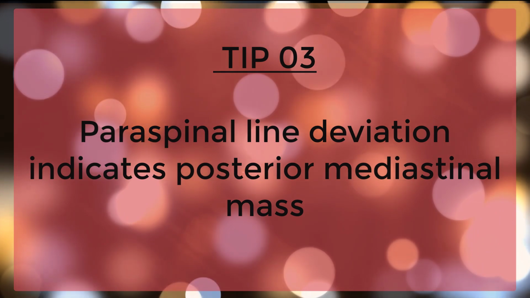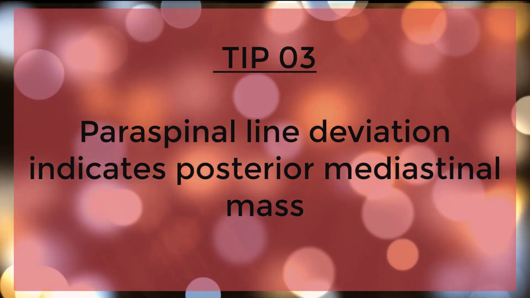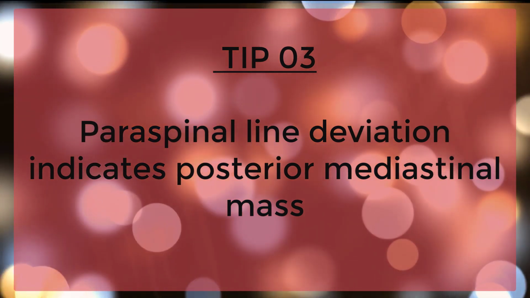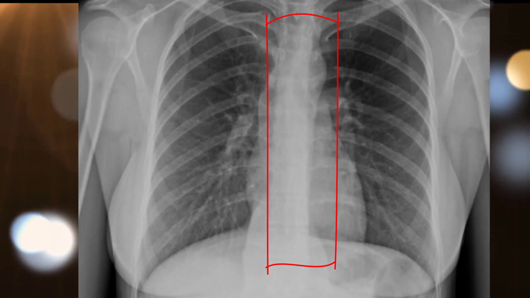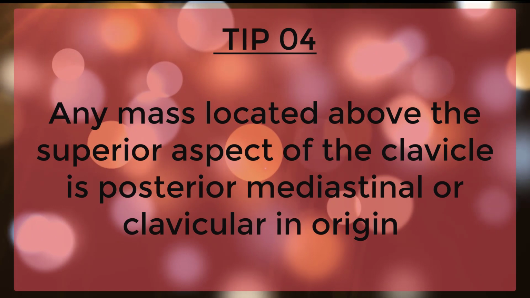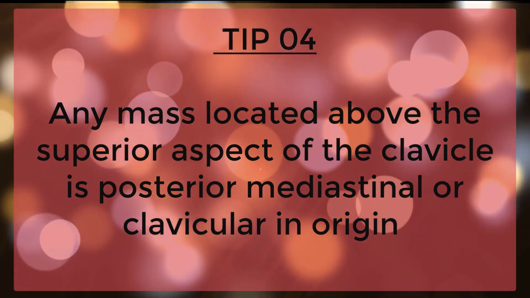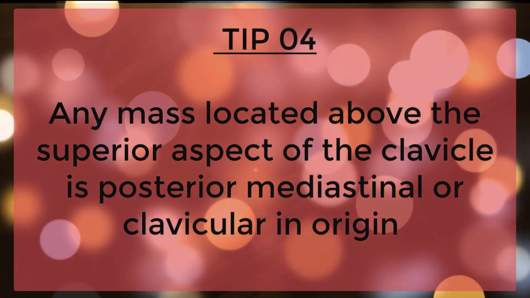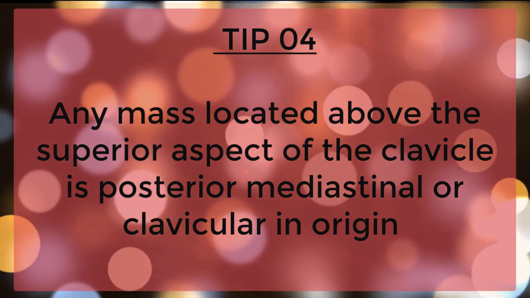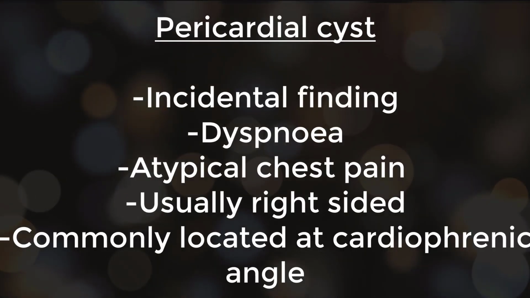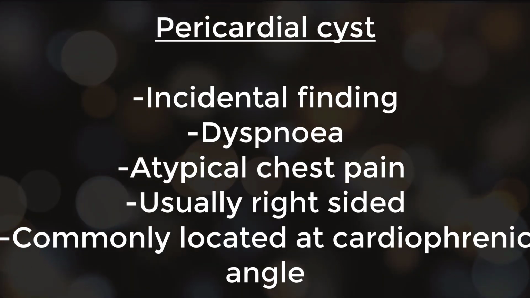And paraspinal line deviation indicates a posterior mediastinal mass. And also any mass located above the superior aspect of the clavicle is either posterior mediastinal or clavicle in origin. Both can be there. So you know the diagnosis here is a pericardial cyst.